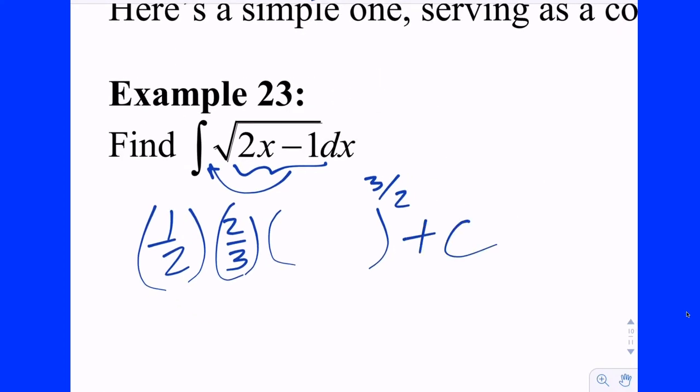Are we done? I'm not. Don't forget to write the blob in there, 2x minus 1. There you go. Now you're done. And simplify if you want to. So that wasn't too bad. So that's the integral of the square root of 2x minus 1 with respect to x.